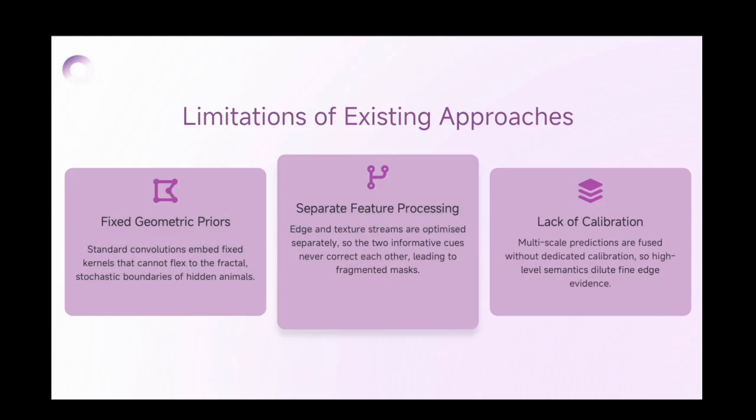When we started this research, we analyzed existing methods and identified several key limitations that were holding the field back. We found that most approaches, by relying on a single type of feature, often produced incomplete predictions. We pinpointed three core problems. First, the fixed receptive fields of standard convolutions are simply not suited for the irregular shapes of camouflaged objects. Second, edge and texture analysis were often treated as separate tasks, which is a missed opportunity for synergy. And third, we saw a lack of mechanisms to ensure edge and texture features were consistent across multiple scales.